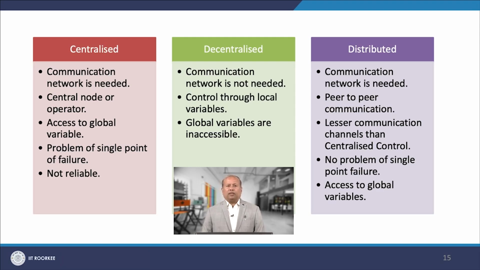The accessibility to global variables exists in centralized and distributed techniques, while the decentralized technique will not be able to access them, due to which global accurate power sharing is possible in centralized and distributed techniques only. The decentralized power management majorly operates based on droop control.